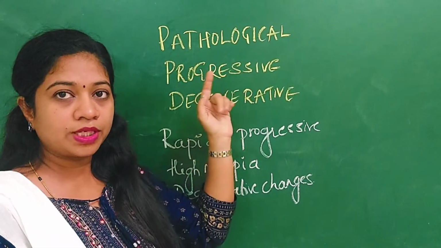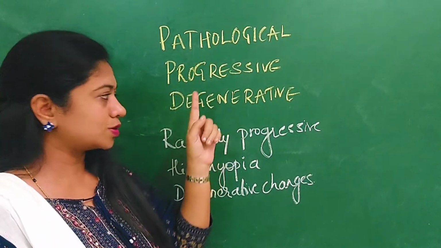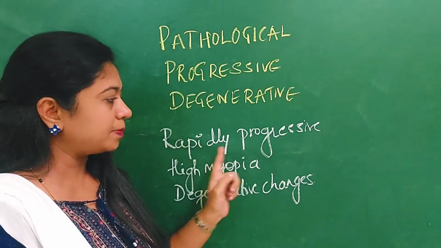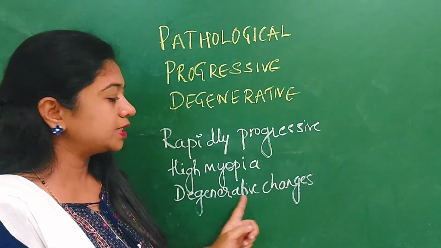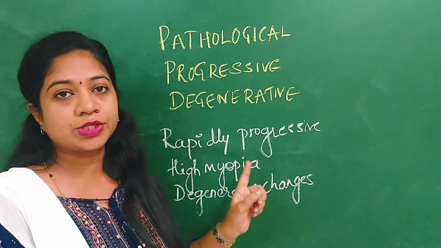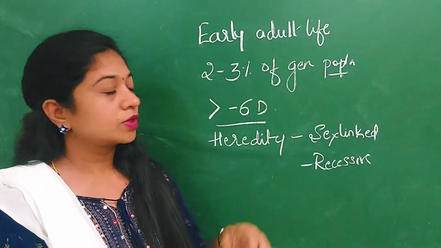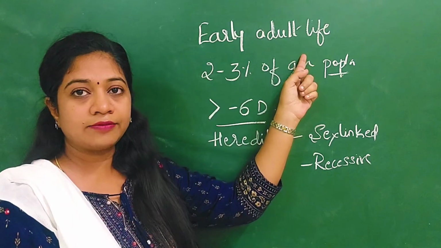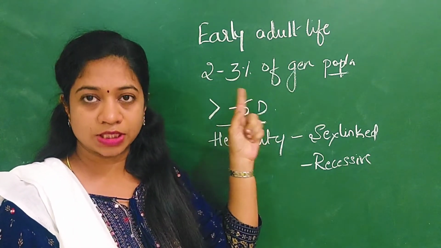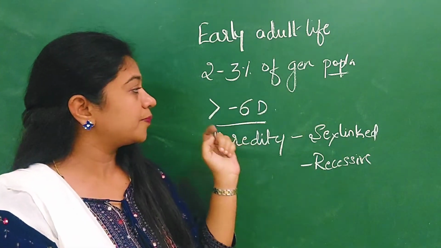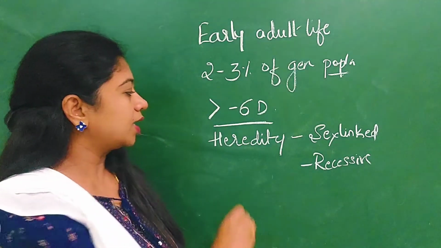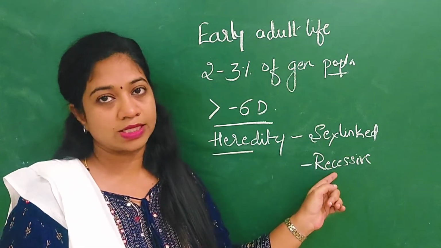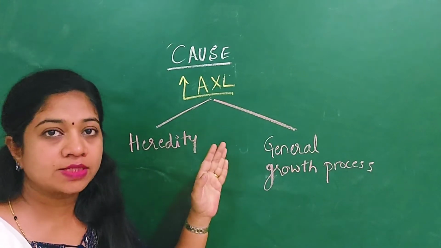So pathological myopia is also called progressive myopia and degenerative myopia. If you want to define pathological myopia, it is rapidly progressive high myopia with degenerative changes in the fundus. Looking at its characteristics, it usually starts in early adult life. The prevalence is about 2 to 3% of the general population. Myopia will be more than 6 diopters, and heredity plays a role here, with either sex-linked inheritance or autosomal recessive inheritance.